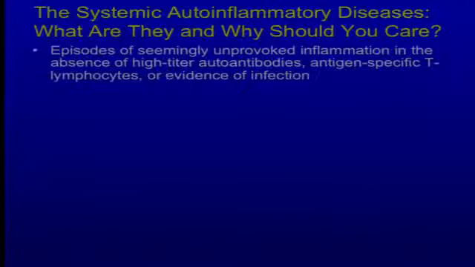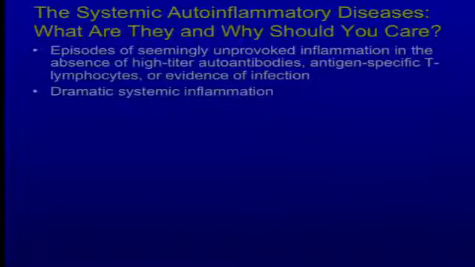First of all, in terms of the definition, they are a group of disorders in which there are episodes of seemingly unprovoked inflammation in the absence of high-titer autoantibodies, antigen-specific T cells, or other cardinal features of the adaptive immune system, and no evidence of infection. Despite the fact that there isn't any strong evidence for the adaptive immune system being involved in these diseases, they do manifest dramatic systemic inflammation. And I'll just illustrate this on this slide.